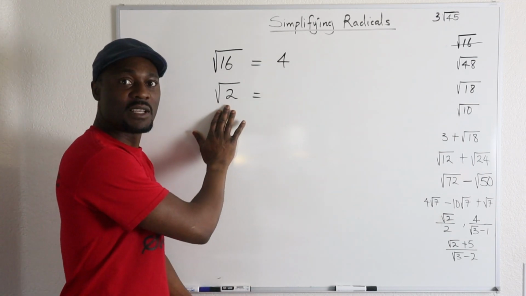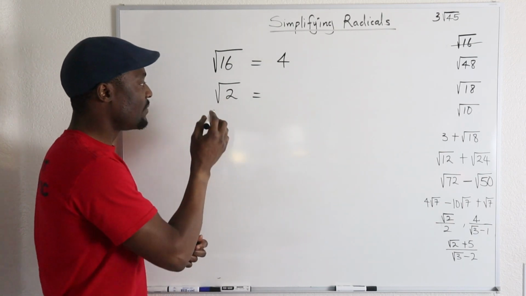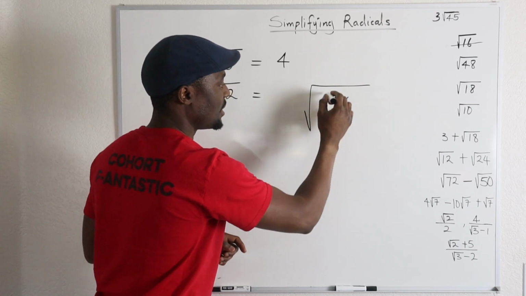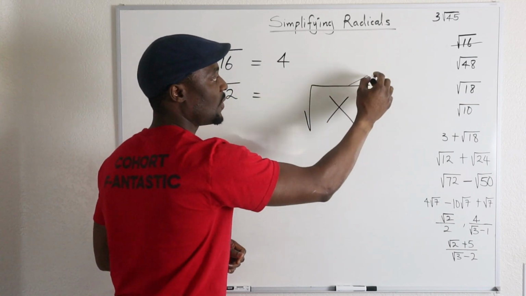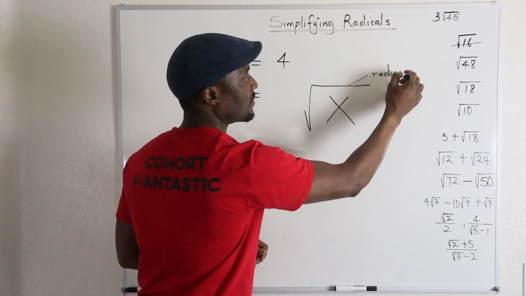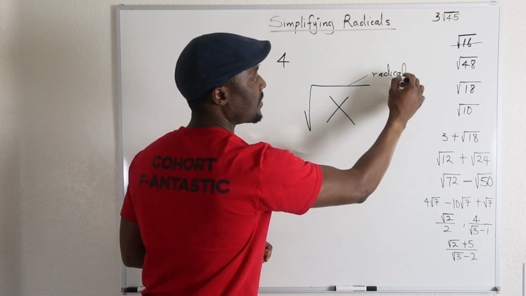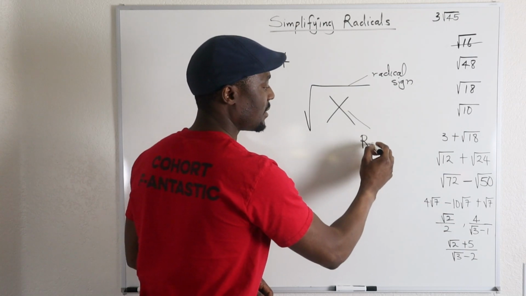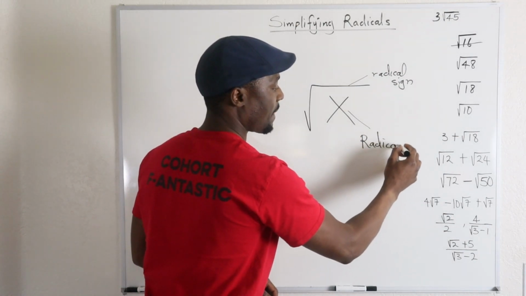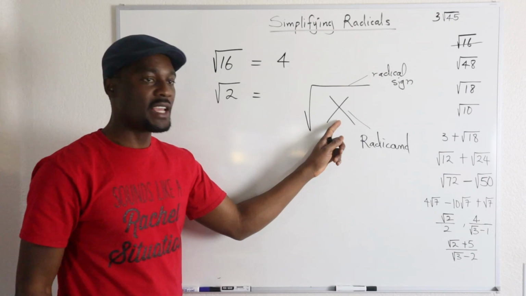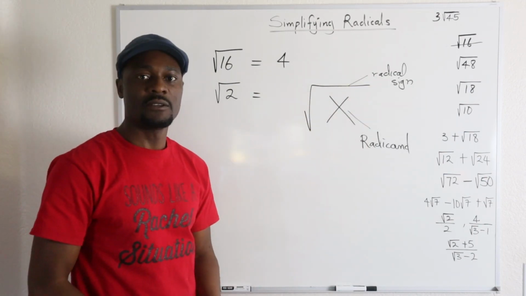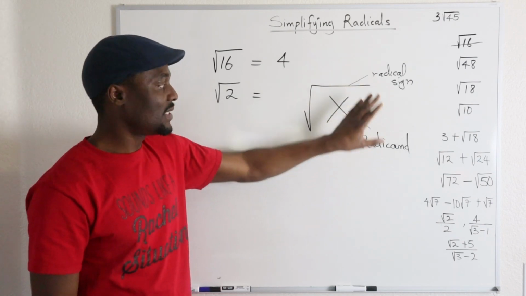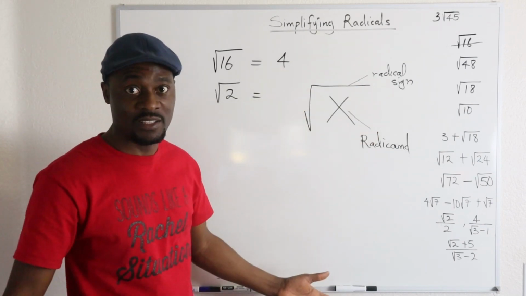So this is a radical expression, and this is it. If we label this the top part of a radical sign, let's say you have a number here, this sign is called the radical sign. Okay? And this number here is called the radicand. So what's here is a radicand, and that's a radical. Okay, so if this is all you have, that's a radical sign. So this is a radical expression, or you just say it's a radical.